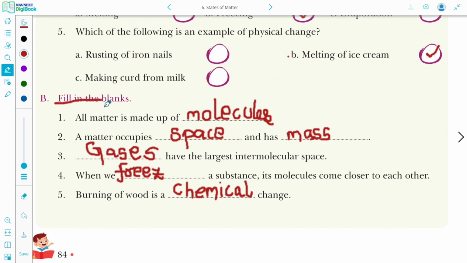Next is fill in the blanks. First, all matter is made up of dash. In the blank, molecules will come. All matter is made up of molecules. A matter occupies space and has mass. Gases have large intermolecular space. When we freeze a substance, its molecules come closer to each other. Burning of wood is a chemical change.